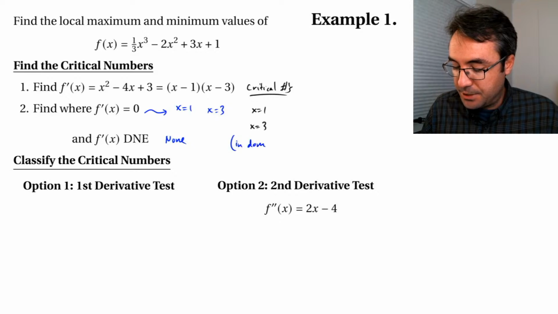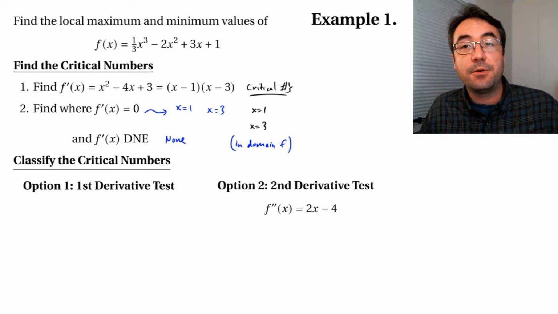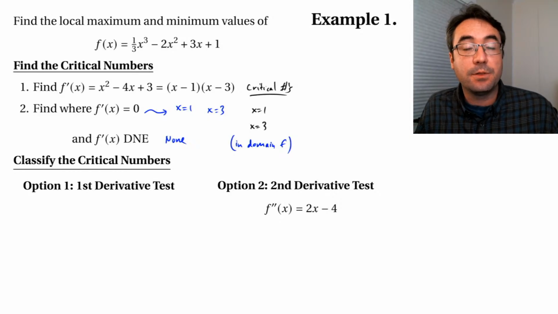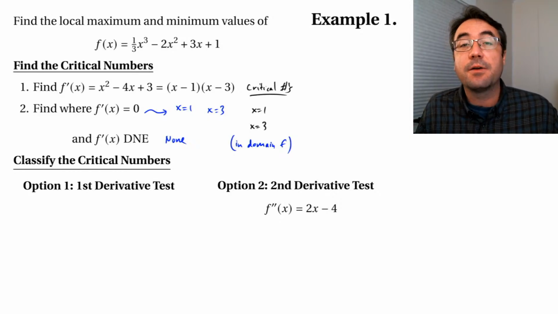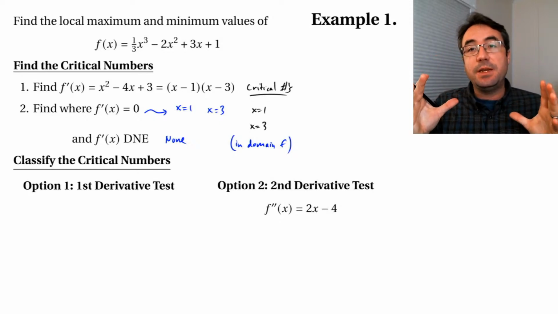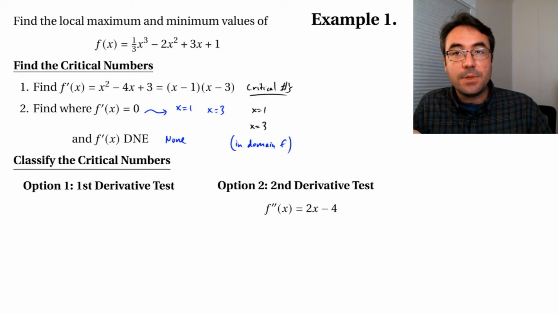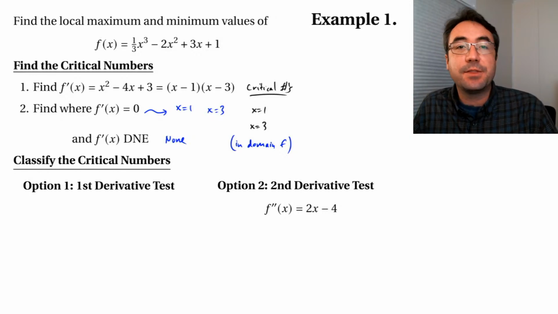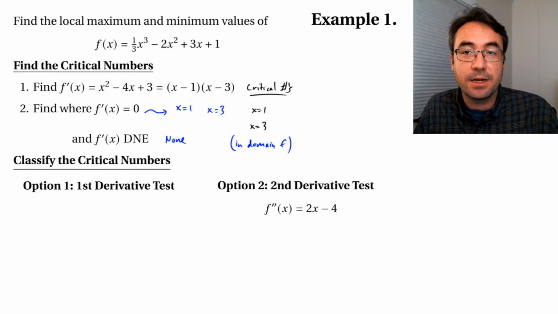So that's something we need to check here. Are those numbers that we found by setting the derivative to 0 and looking for where it's undefined actually in the domain of f? And here they are. So those are our critical numbers. So that's the first main step. You need to figure out those: figuring out the derivative, setting the derivative equal to 0, solving for x.